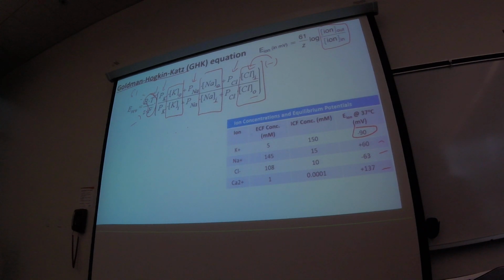So, if you take all of this information, put it in there, and you collect information about permeability, all this will get you your negative 70 millivolts. That's how we arrive at negative 70 millivolts. And so that's kind of what goes into it. What do you think controls permeability?